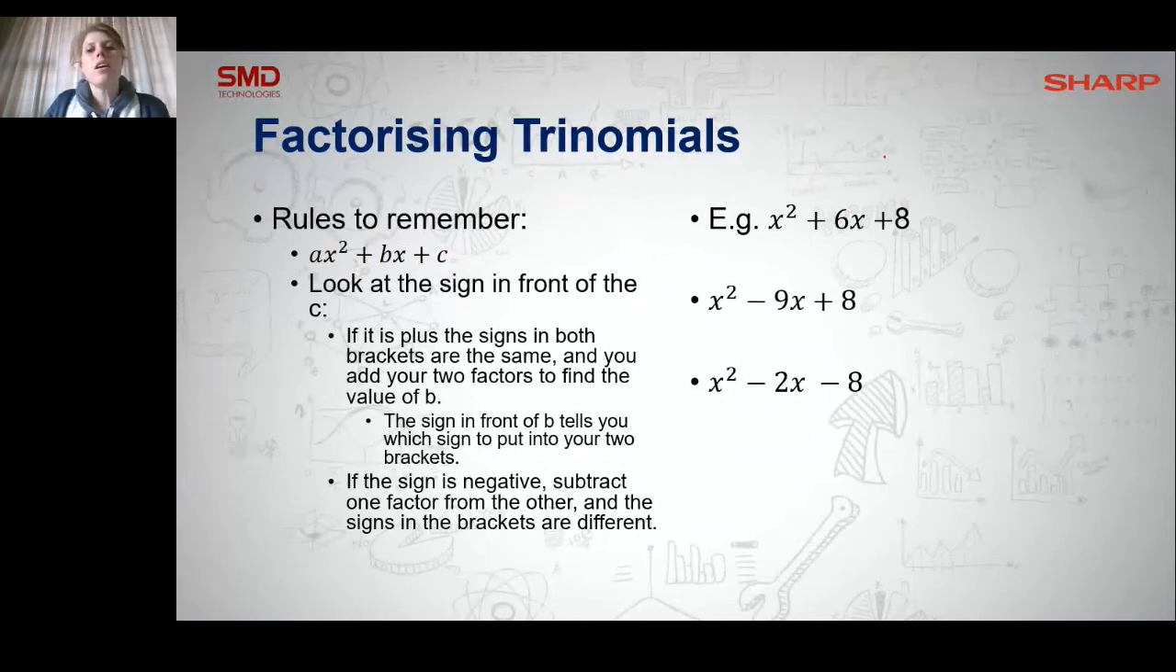Okay. So the first step that we need to do is look at the sign at the back, and we see it's a plus for our first example. So I'm going to write down my brackets, and I can see the sign at the back is a plus, so I have the same signs, and they are both going to be pluses, which is the sign in front of my b. Then what I do is I find all the factor pairs of 8.